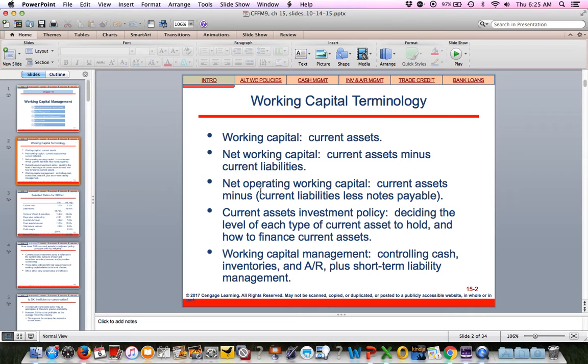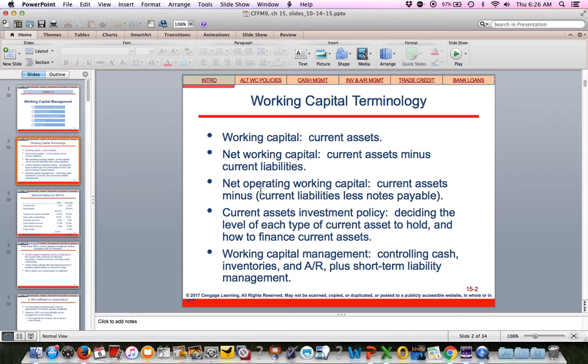So working capital, net operating working capital, and net working capital are the three terms you need to know. Current asset investment policy, and this is really the key of the chapter, is deciding how much of each type of current asset you want to hold. So think of your common current assets, things like cash, accounts receivable, inventory. Those are the big three. How much of each level do we want to hold? Because holding too much can be good and bad of each one. Also, we have to figure out how to finance our current assets as we acquire inventory, as receivables build up, as cash builds up. How do we acquire and pay for inventory or other current assets?